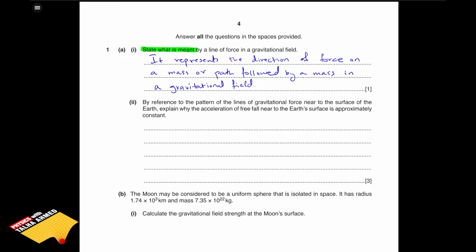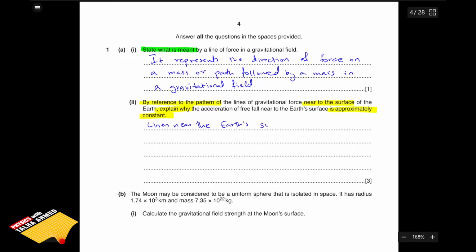Part 2 is asking us, by reference to the pattern of the lines, so the pattern that we were just talking about, near the surface of the earth, to explain why the acceleration of free fall near the earth's surface is approximately constant. So focus on the words that I've just highlighted. Near the surface of the earth we usually take the value of g as 9.81. So why do we do that?